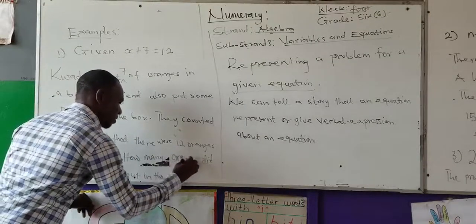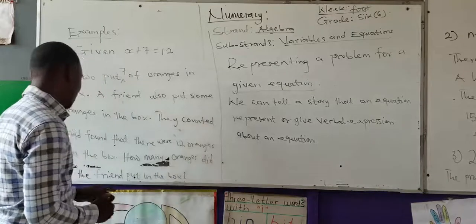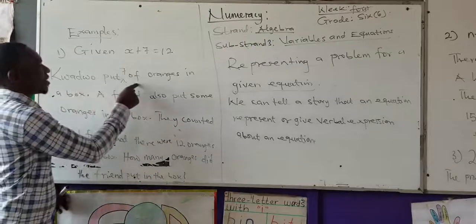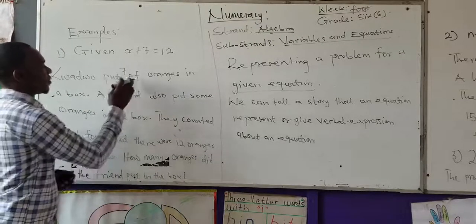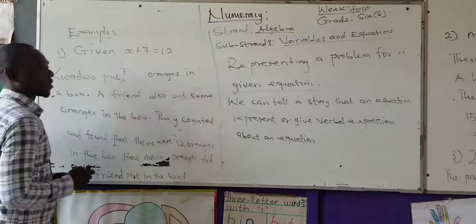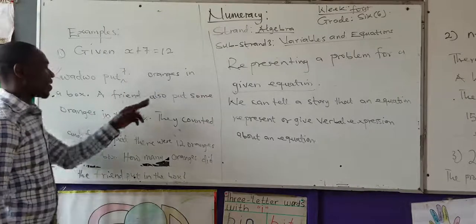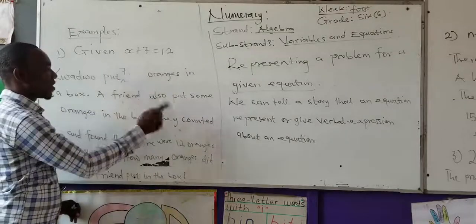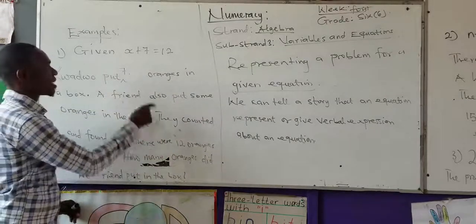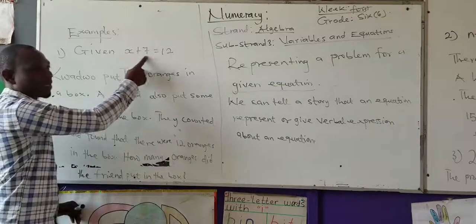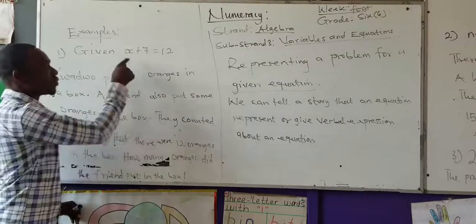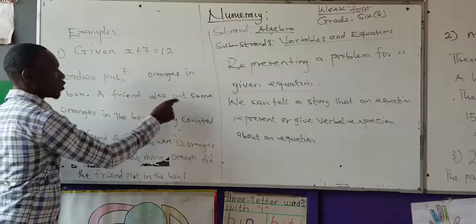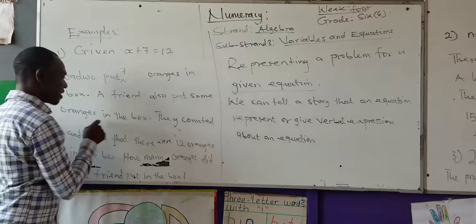did the friend put in the box? So realize that Kwajo put 7 oranges in a box, and a friend also put some oranges in the box. That is the friend. He also put some oranges. Kwajo put 7. The friend also put some oranges, which we don't know, the x.